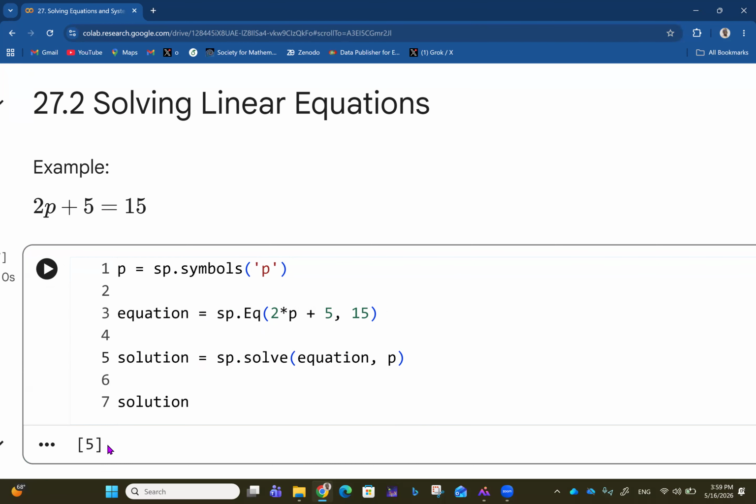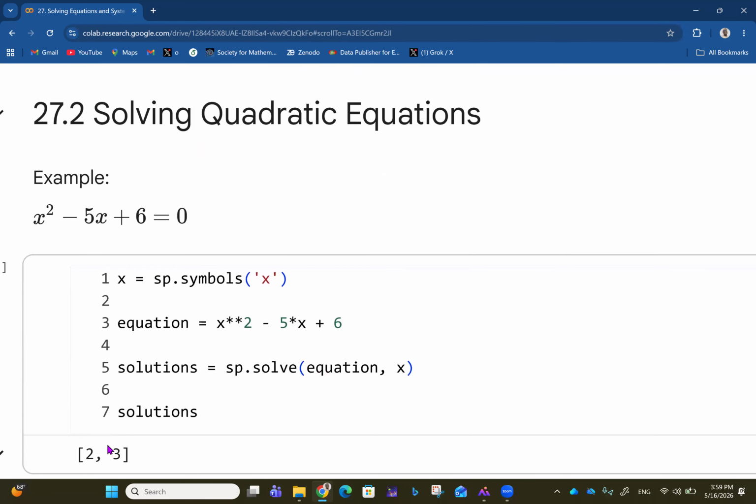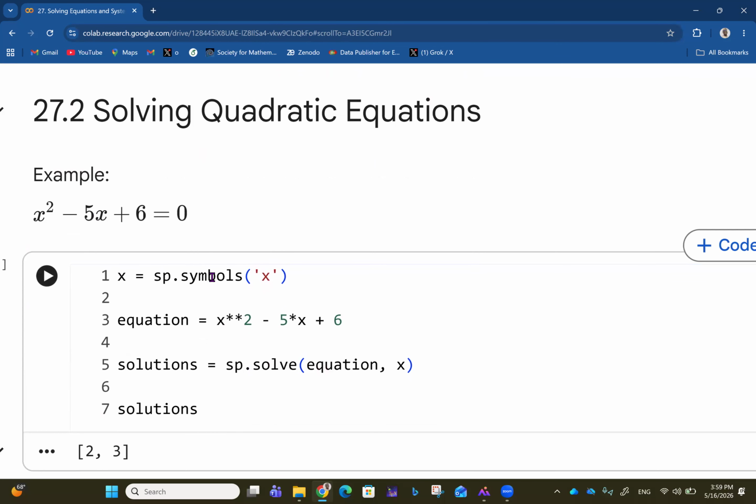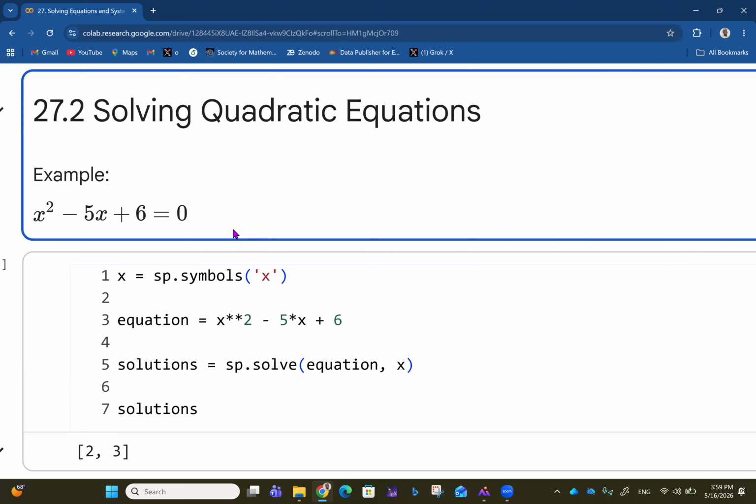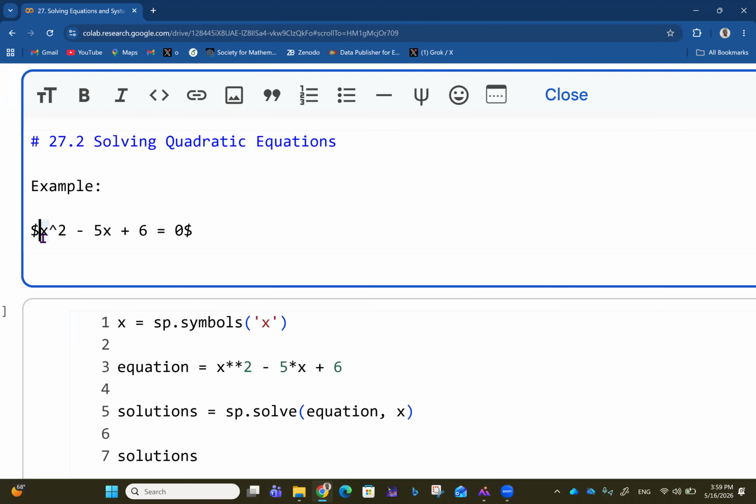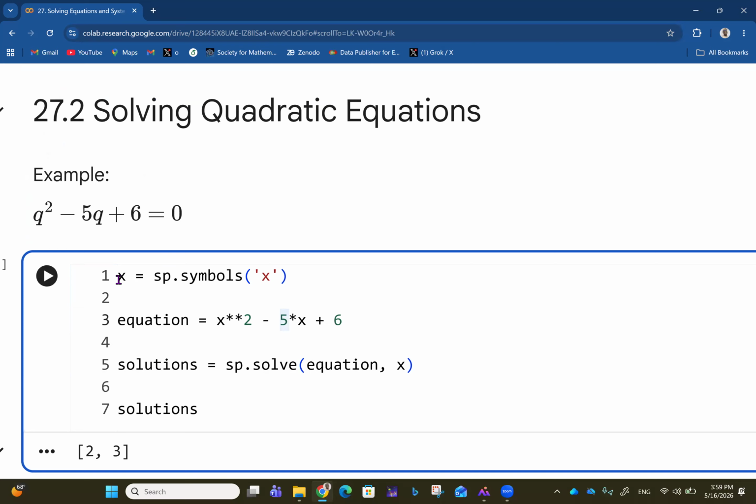So that is how to solve linear equations. Then we come here and we want to solve quadratic equations. Let's say here now you don't want to use x. x is very common, but you can use any other symbol. So q squared plus 5q plus 6 equals 0. That's what you want to solve. Definitely the symbol you're declaring should be q. Everywhere you have x, you have to make it q.